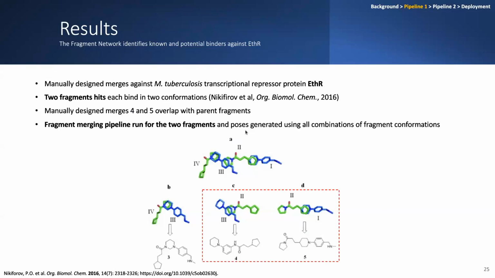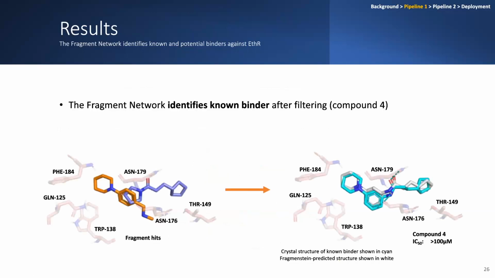We also performed another test case, which looked at manually designed mergers in the literature against the M. tuberculosis protein EthR. The authors had these 2 fragment hits, shown in blue and green, that each bind in 2 different conformations, and they manually designed these mergers against them. They're particularly interested in these 2 because the crystal structures were shown to overlap well with the parent fragments. So we ran the fragment merging pipeline for these 2 fragments and then generated poses based on all the different combinations of fragment conformation.